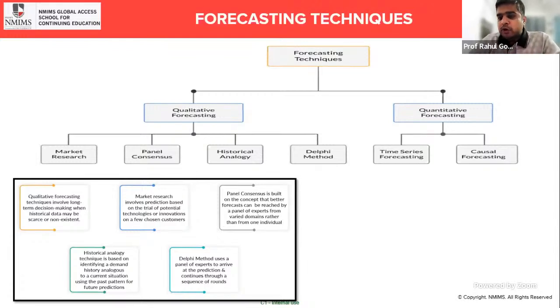And one thing which I would like to clarify, I'm not sure if you would have got it from your async content, but qualitative forecasting is not guesswork. It is not a shot in the dark. Okay, so never equate qualitative forecasting with guesswork.